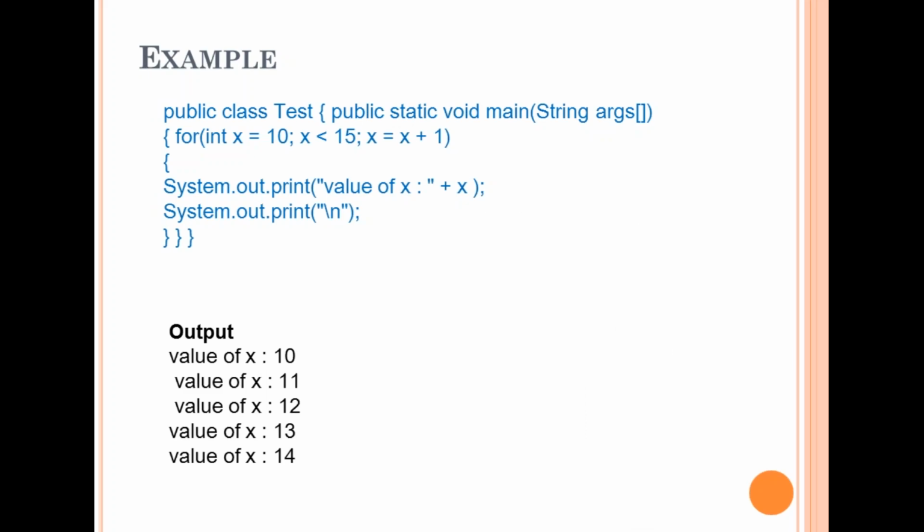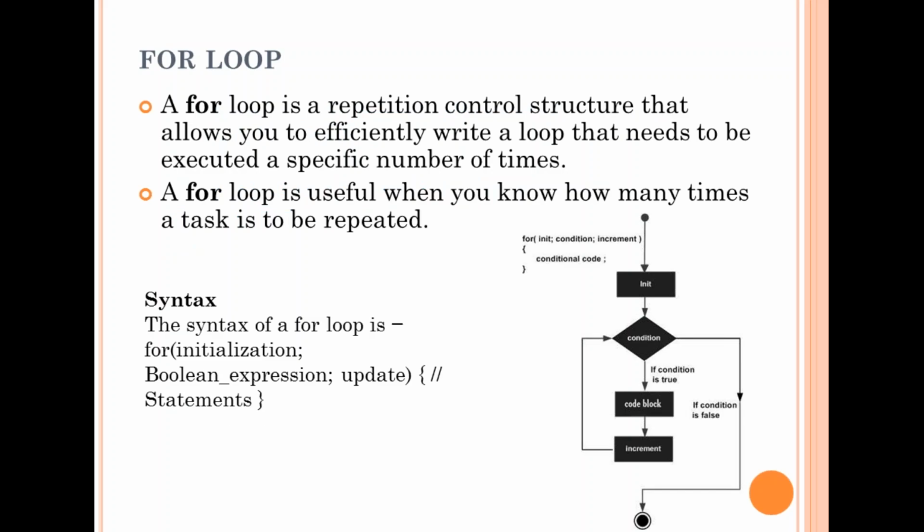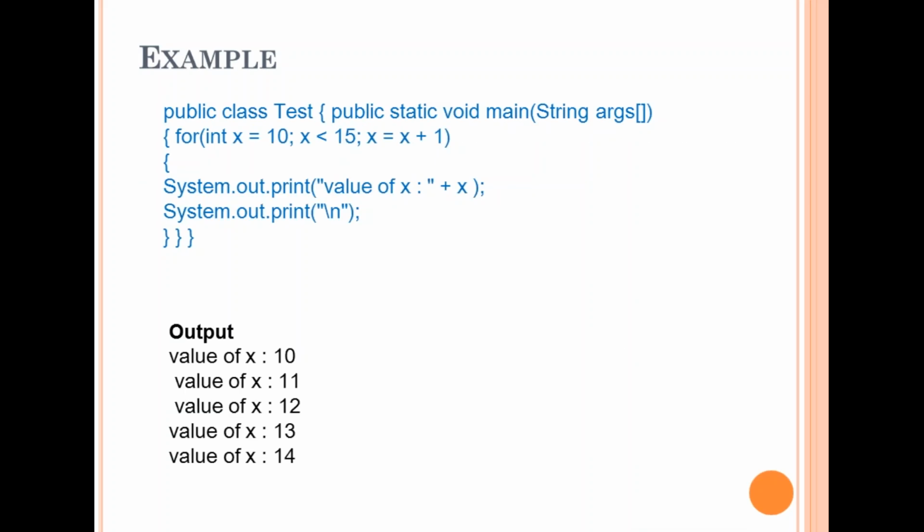A simple example: a class Test where we have a for loop, int x equals 10, which is the initialization, and x less than or equal to 15, which is the expression we have here, and x equals x plus 1. So every time the for loop executes, the x value is incremented.